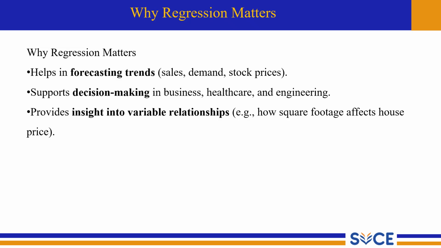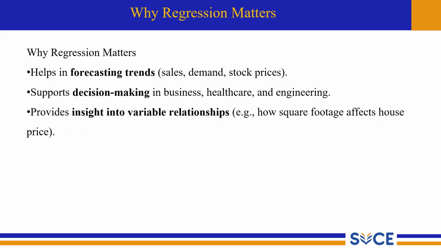Second, regression supports critical decisions in fields like business, healthcare, and engineering. For example, hospitals can predict patient volume, companies can estimate production needs, and engineers can model system behavior. Accurate predictions allow organizations to allocate resources more efficiently.